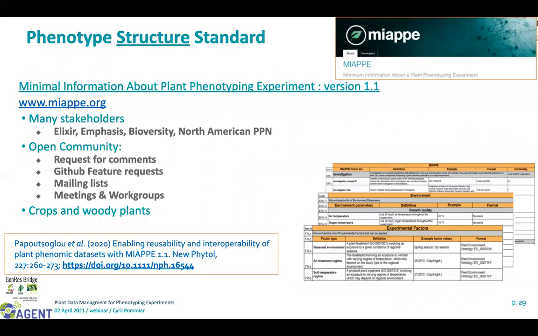So MIAPPE has a website, miappe.org. It has been built by many stakeholders: ELIXIR, European infrastructure, EMPHASIS, another European infrastructure, Bioversity from the CGIAR, and North American PPN, linked to EMPHASIS, has also contributed. It's a very open community which has requests for comment, GitHub feature requests, a mailing list, meetings, and work groups, and it's still progressing and still getting improved. And it addresses the needs of both crops and woody plants.